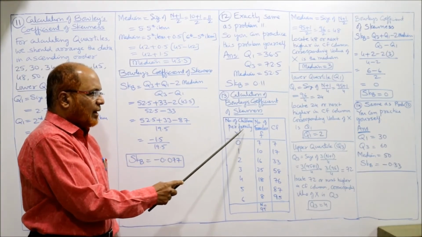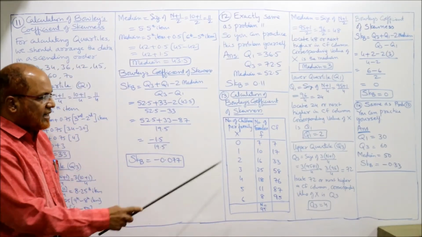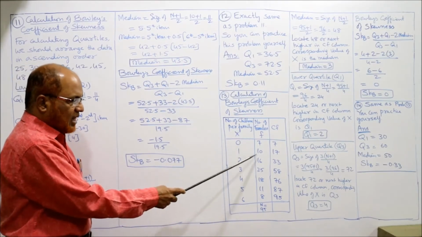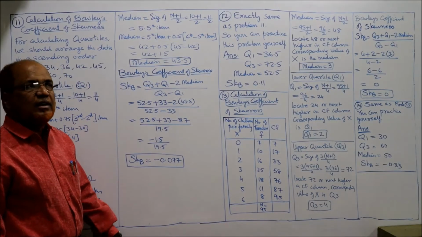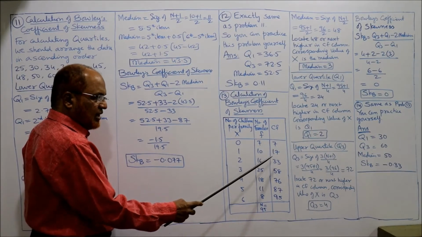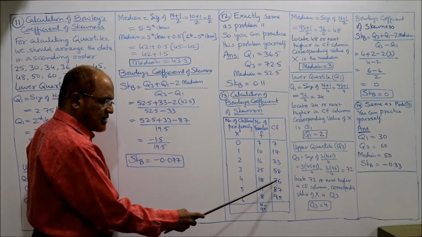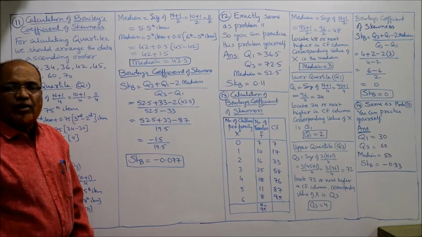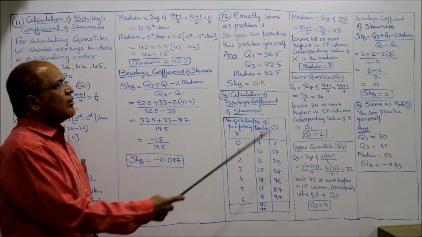Number of children per family X. Number of families, frequency. Now the data is given in the problem: 0, 1, 2, 3, 4, 5, 6. And number of families are given in the problem. The total number of families are 95. Now we find out the CF, cumulative frequency. 7 plus 10, 17. 17 plus 16, 33. 33 plus 25, 58. 58 plus 18, 76. Plus 11, 87. Plus 8, 95. For calculating median and quartiles, we need CF. CF again.